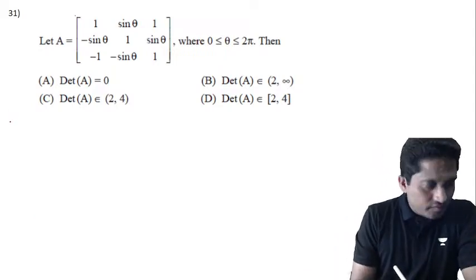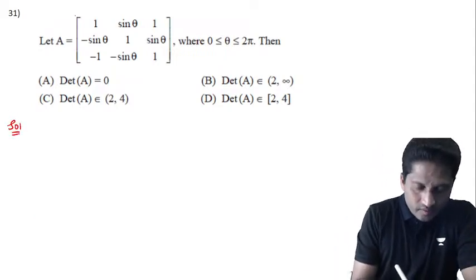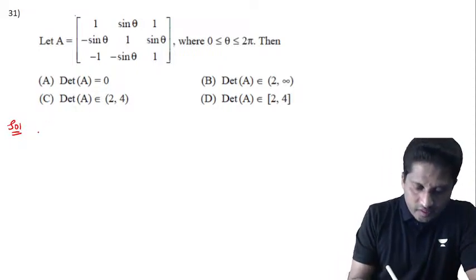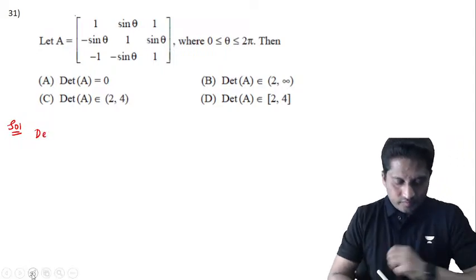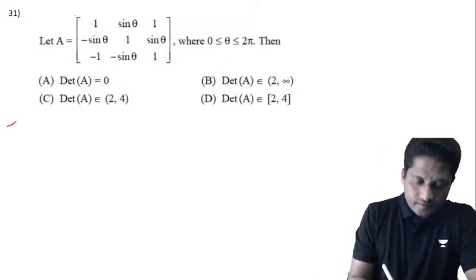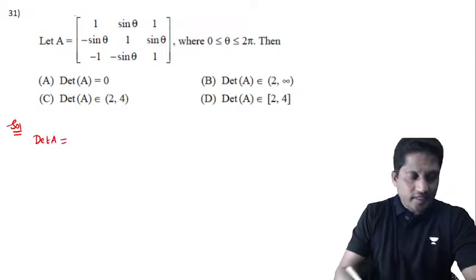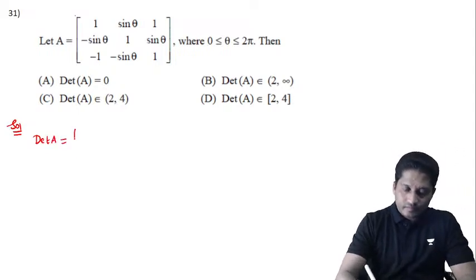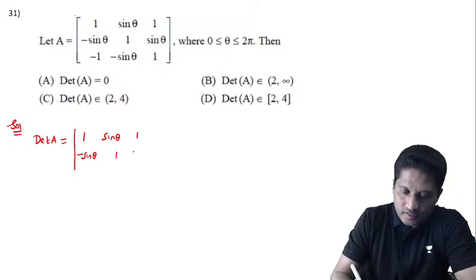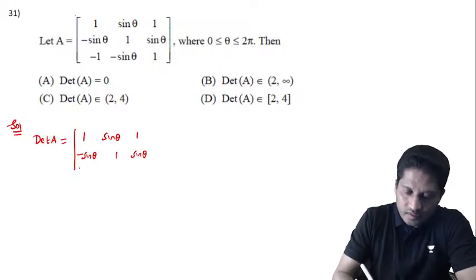I'm supposed to find the range of this determinant. Right, now det A, that is determinant A, is equal to det of 1, sine theta, 1; minus sine theta, 1, sine theta; and the last row is -1, minus sine theta, 1.